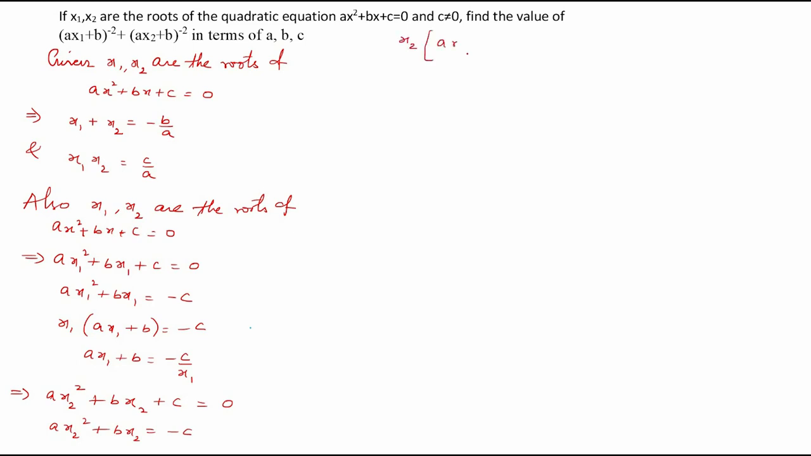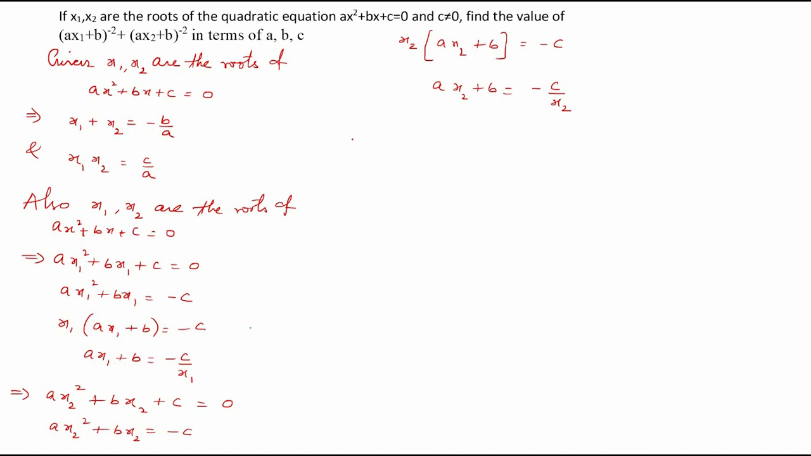We have ax2 plus b is equal to minus c, so that ax2 plus b value can be written as minus c by x2. So we have got two conditions. One is the sum of the roots and product of the roots condition. And also, because x1 is the root of this equation, we can substitute x1 in place of x. We get the value of ax1 plus b. And x2 is the root of the equation. We get ax2 plus b value also as minus c by x2.